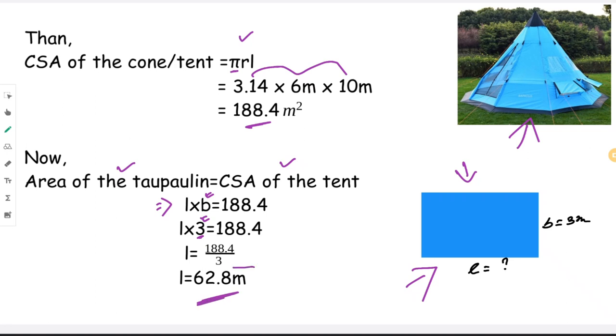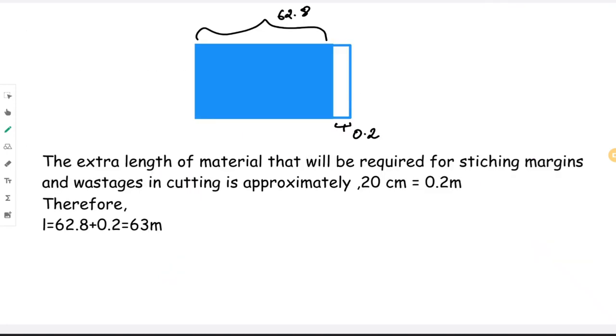But remember that this length is after the wastages or the stitching margin. That means this is not the original length of the tarpaulin. It will be more. So let us find that out. How do you do this? The extra length of material that will be required for stitching margin and wastage, how much have they given us? 20 centimeter. If I convert it into meter, it will become 0.2 meter.